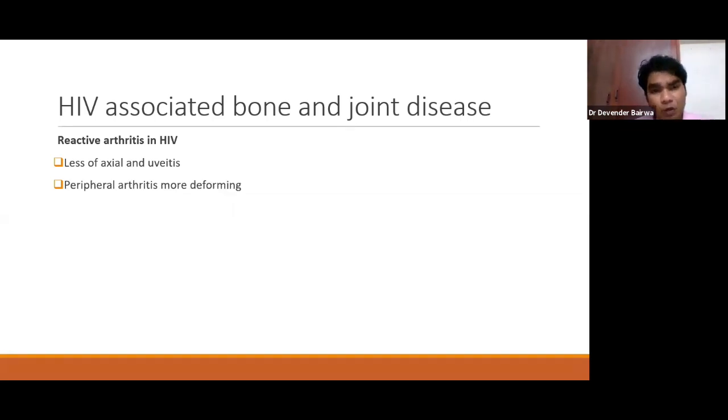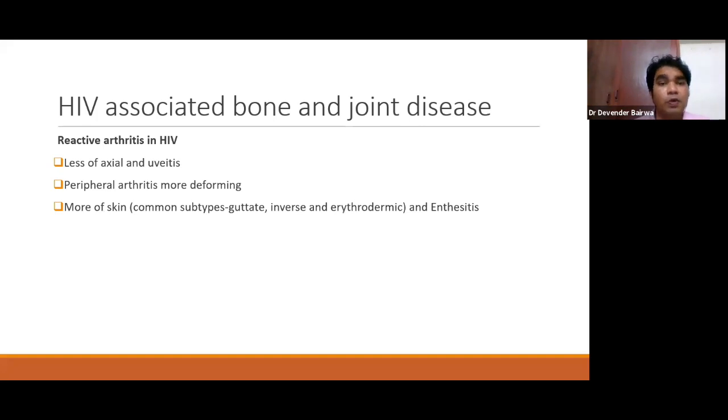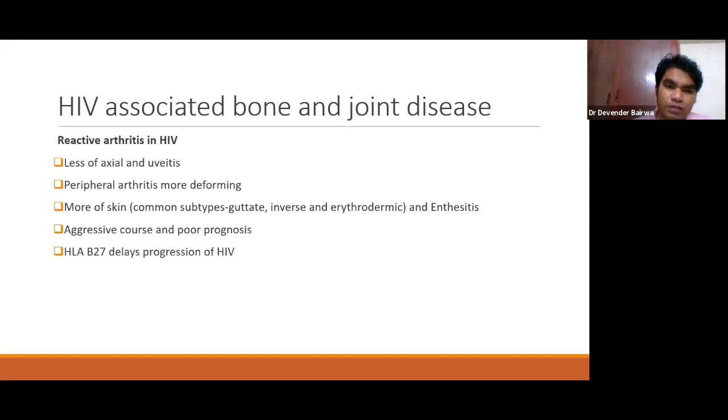Peripheral arthritis will be more common and can be deforming. There will be more skin involvement. Common subtypes that can be seen are psoriatic lesions, guttate, inverse, and erythrodermic, and there is more enthesitis. Then they will have an aggressive course and poor prognosis.